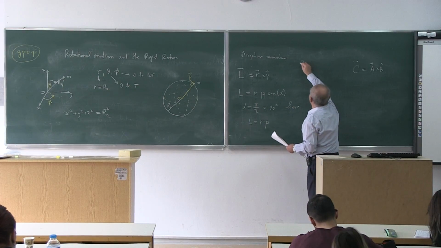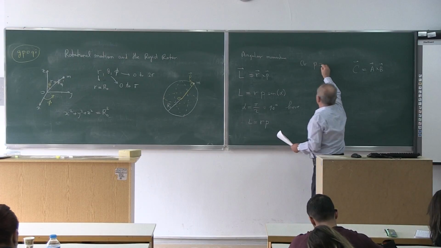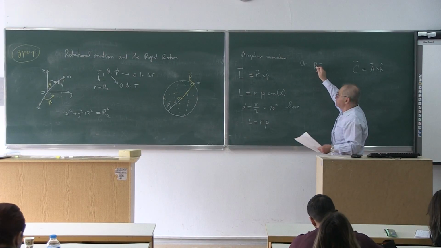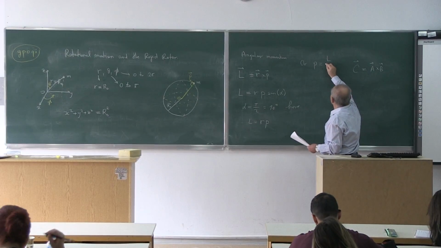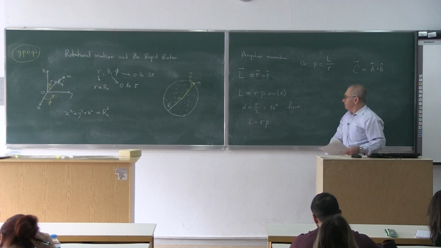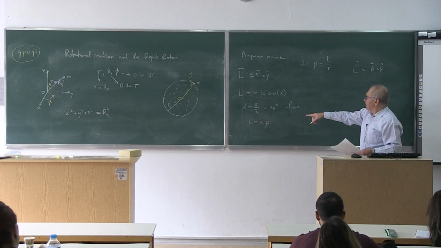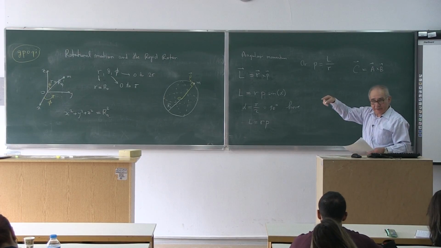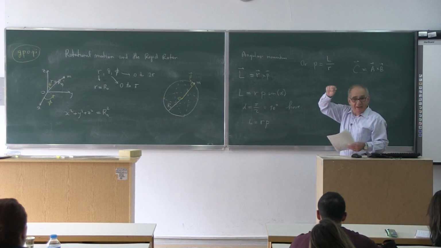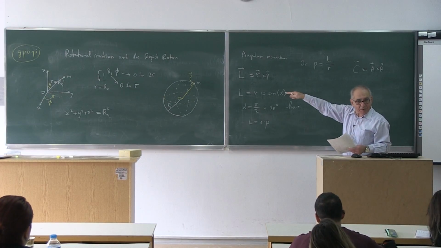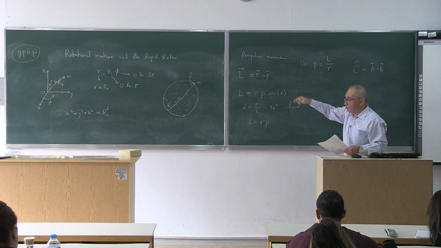Or the magnitude of linear momentum can be obtained from the magnitude of angular momentum divided by the magnitude of position vector. Remember, in our problem, this r has a constant value. It is equal to R0, capital R0.